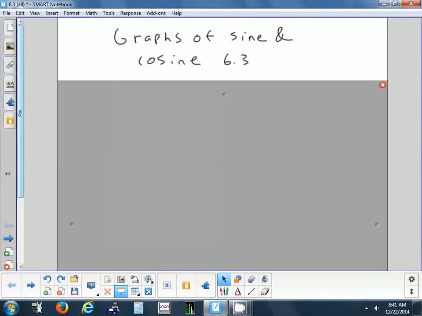All right, so today we're going to look at graphing sine and cosine. Eventually we'll look at graphing the other trig functions, but they're significantly different, so we'll just spend time on sine and cosine today, which actually look pretty similar.